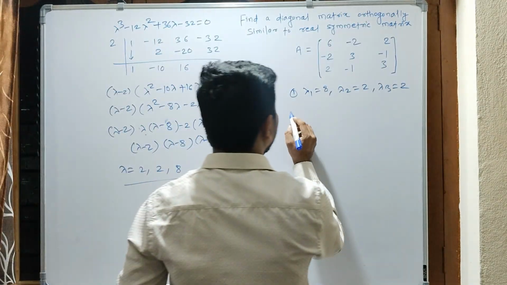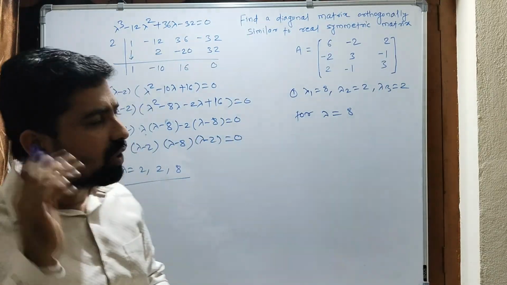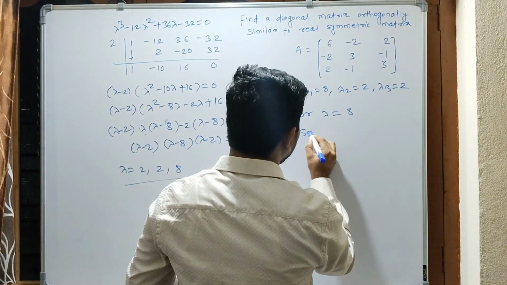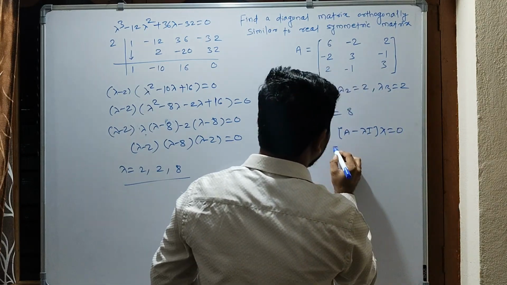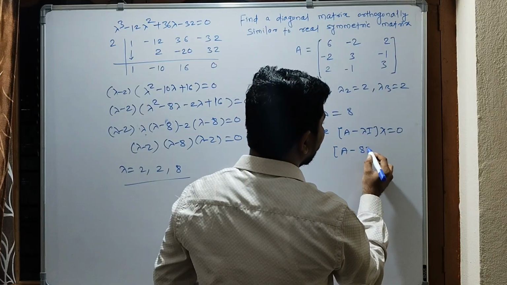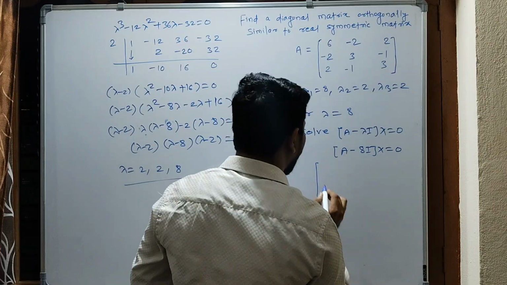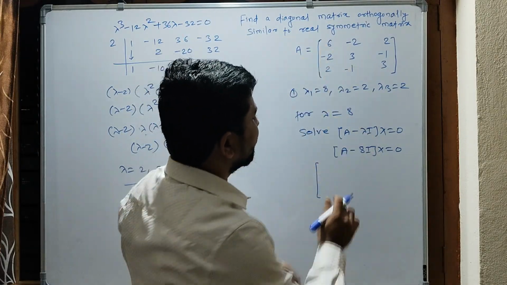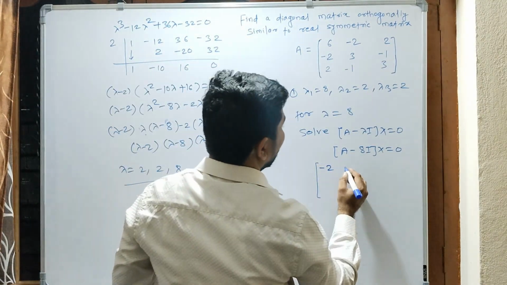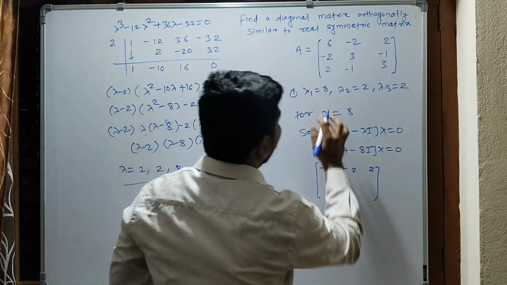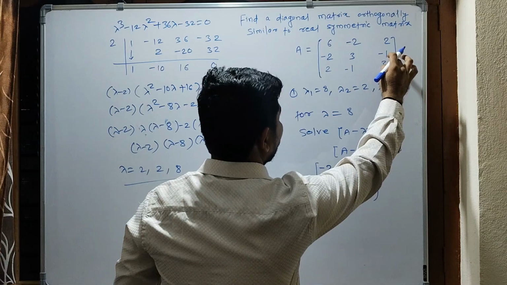For lambda equal to 8, this is the one eigenvalue. Solve A minus lambda I into x equal to 0, that is A minus 8 I into x equal to 0. Therefore write the A minus 8 I matrix. Here 6 minus 8, that is minus 2. Write all the non-diagonal entries as they are. Here minus 2, here 2, and 3 minus 8, that is minus 5.